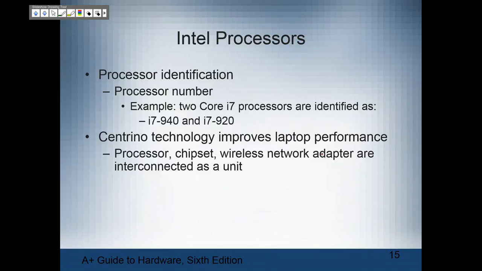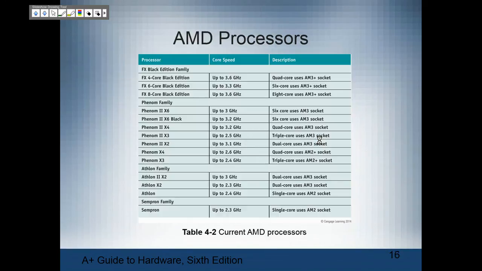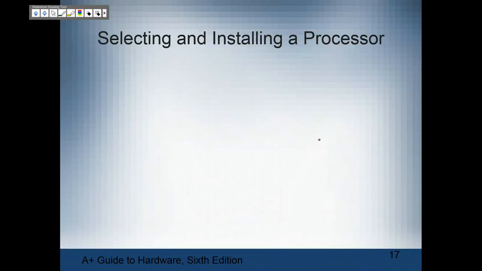The Centrino is for laptop performance. The processor, chipset, and wireless network adapter are interconnected as a unit, which is going to make them work better, work faster, closer together. Anytime they're closer together, with the speeds that we're talking about, it's going to really affect the time that it takes to do any of these things. More tables.